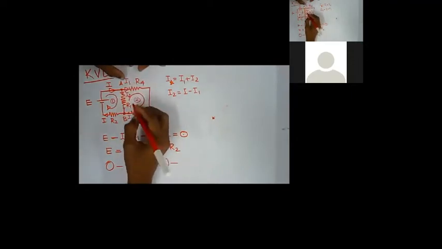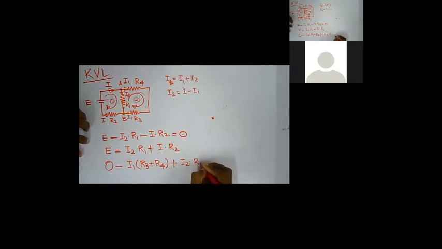Minus, if I come from this one and then this one, I am going to have the potential drop at this point. And this is in the opposite direction, right? So I can simply write it as plus I2 into R1. Clear, right? Now, what is I2? I minus I1.